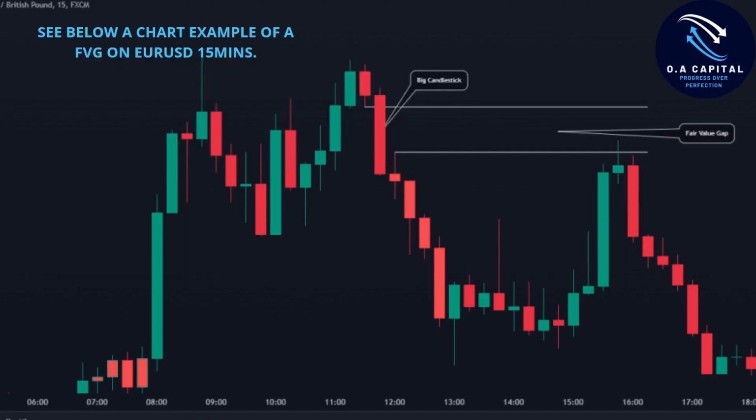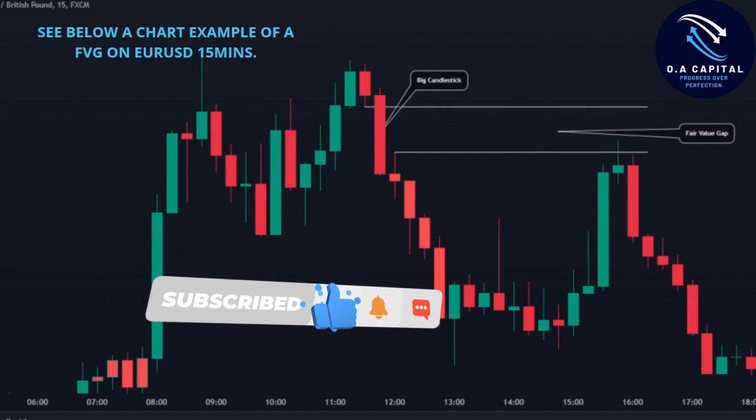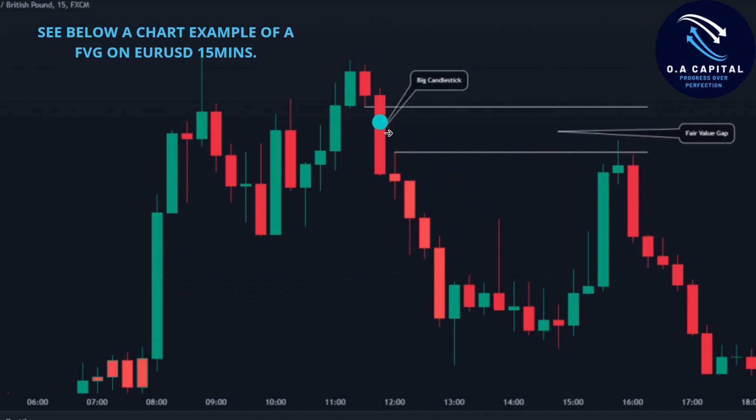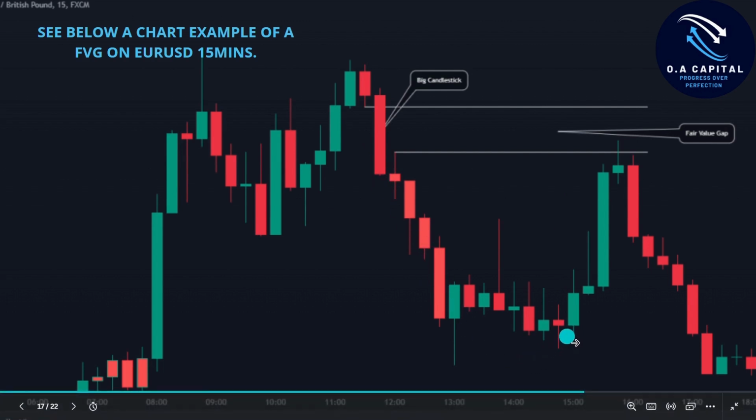Now, this is a live chart of EUR/USD on a 15 minute time frame. As you can see, it shows the big candlestick. We see a huge push to the downside, and then price retraces. As we said, anything that goes up must come down, anything that goes down must come up, vice versa. Since we have a huge push to the downside, this is what we're looking at here.